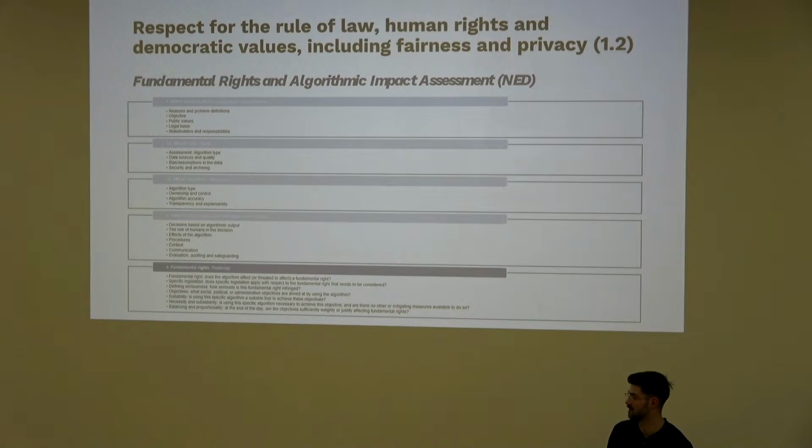This is exactly what the Netherlands have been doing since 2021, where they have developed this fundamental rights and algorithmic impact assessment. You can picture it as a discussion and decision-making tool for governments or governmental organizations. It includes a large number of questions about topics that need to be discussed and critical questions that need to be answered before an algorithmic system is put into place in any governmental institution in the Netherlands.